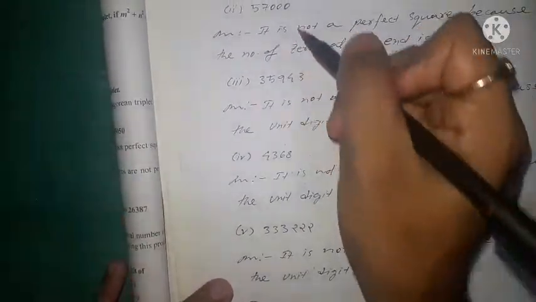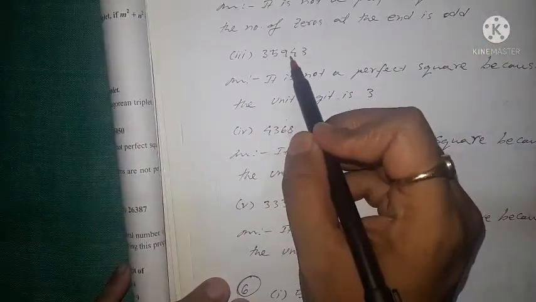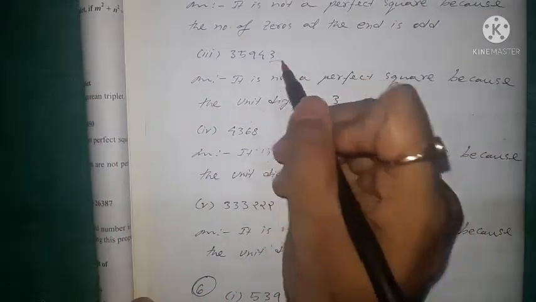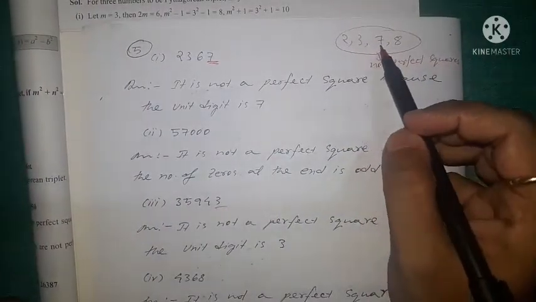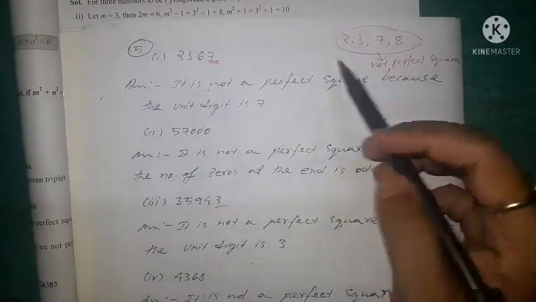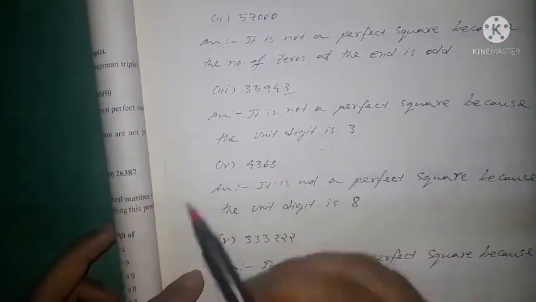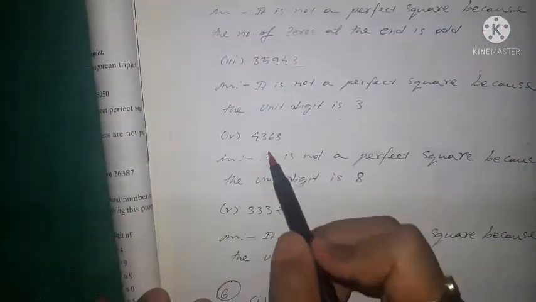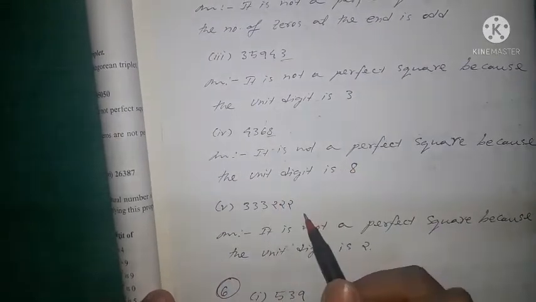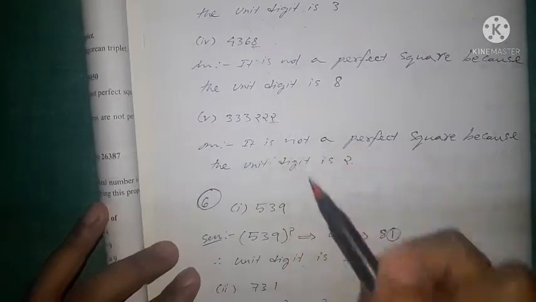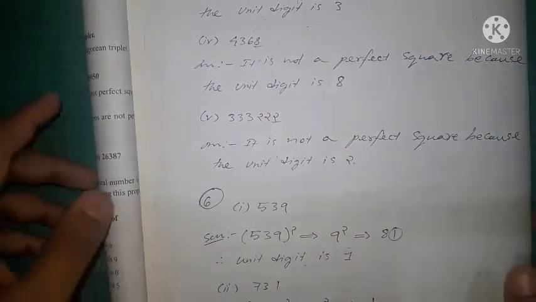Again 35943, the digit in the units place is 3, so therefore this is not a perfect square, as we already studied that if a number ends with 2, 3, 7 or 8, it is not a perfect square. Here it ends with 3, so this is not a perfect square. Again here we can see this ends with 8, so this is not a perfect square. And the last one ends with 2, so this is not a perfect square.